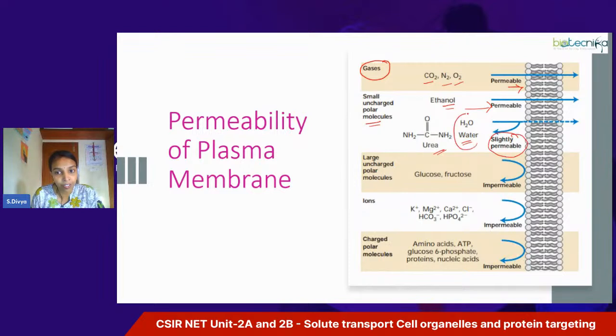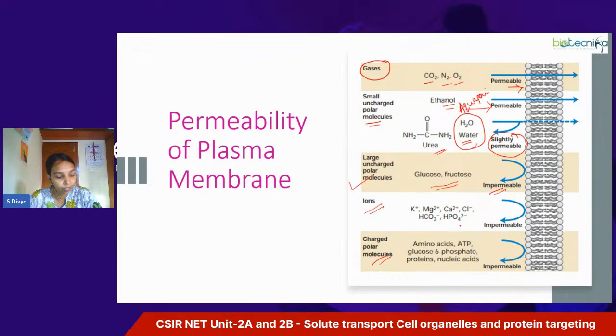So what is the specific channel for the movement of water? What is the specific channel that is responsible for allowing the movement of water across the membrane? I think we had discussed this question in my last session as well. Yes, absolutely correct. We call it as an aquaporin. Then followed to that, we are having large uncharged polar molecules like glucose and fructose, which is impermeable. Even ions are impermeable. Even polar molecules are also impermeable.